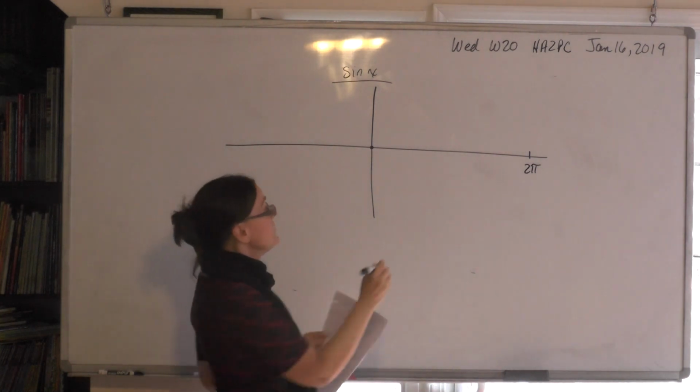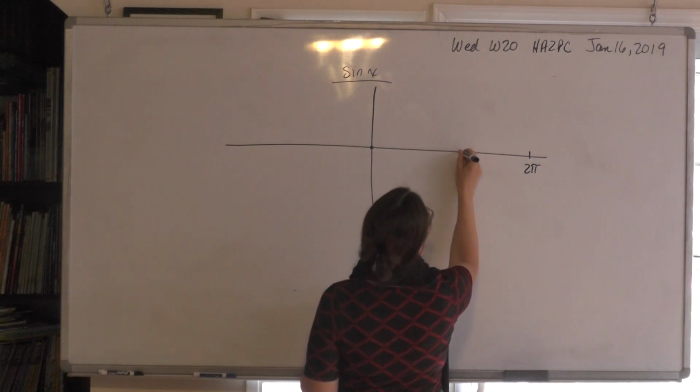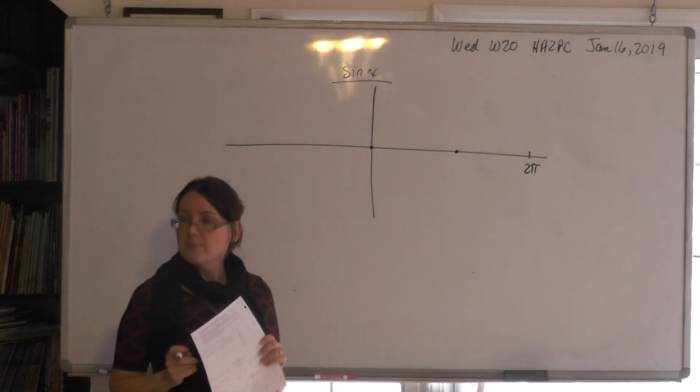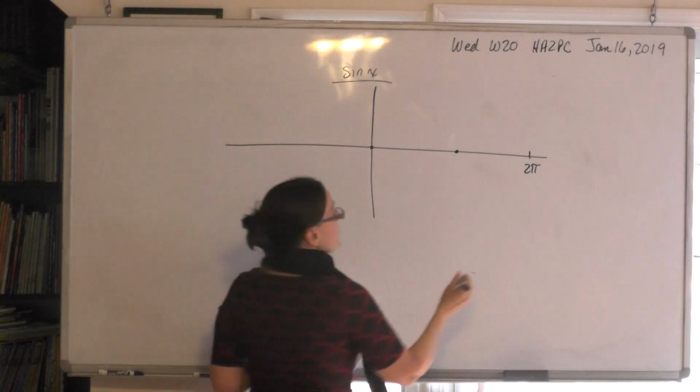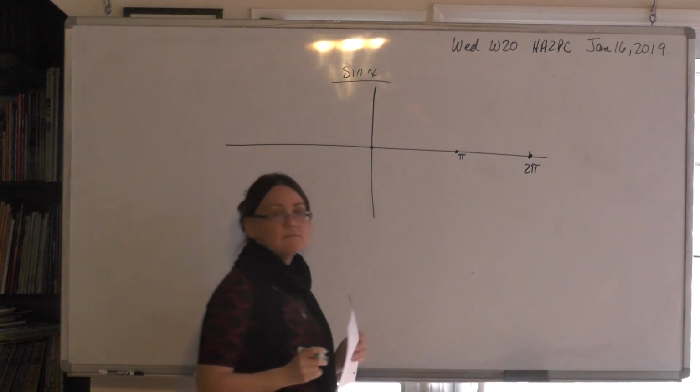If I have in my mind that I've got this kind of shape going on, then I know that at pi I've got a crossing as well. Does that make sense? So these are my 3 intercepts.